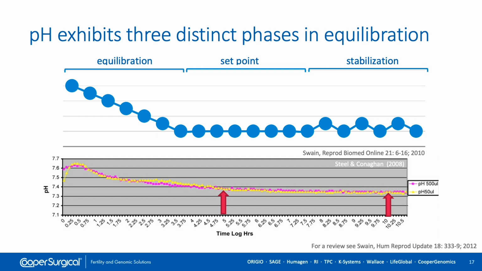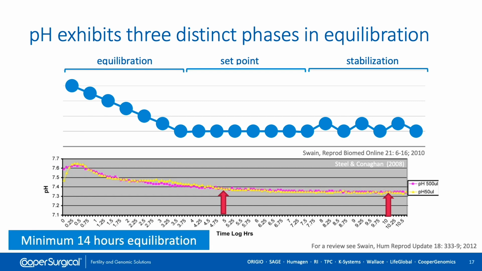And the graph on the bottom shows the time log in hours to reach that point, and it's generally longer than people expect. And nowadays we recommend in most laboratories that you have a minimum of 14 hours for your dishes to equilibrate. Of course, this is variable depending on the drop sizes you use, the amount of oil and the type of oil that you use, but in general longer equilibration is better, and certainly most labs would give overnight equilibration, which is generally adequate for reaching the correct pH level for embryos.